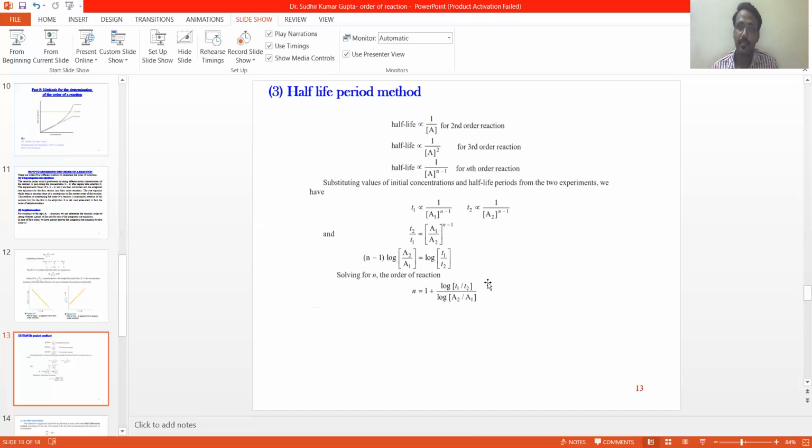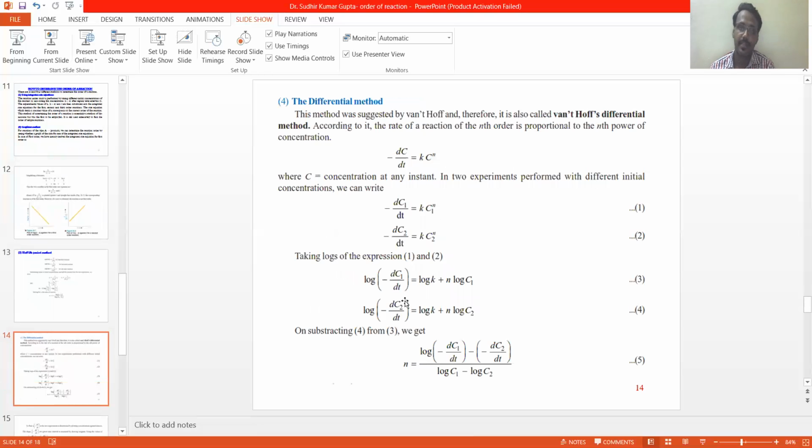So what we have to do is measure the half-life times T1 and T2. That we can know from the plot between concentration and time. The time at which concentration reduces to half will give you the T half. So we will start a reaction with two different concentrations, A1 and A2, and when the concentration reduces to half, that will give you T1 and T2. So if A1, A2 and T1, T2 are known, then we can know the order of reaction. That is the half-life method.